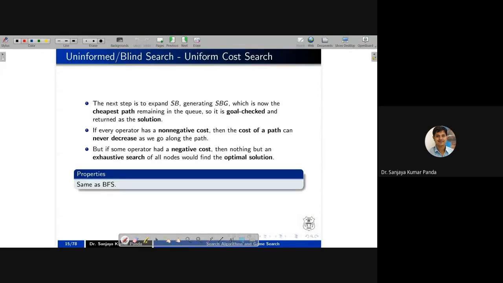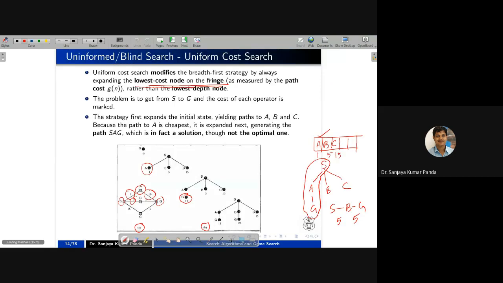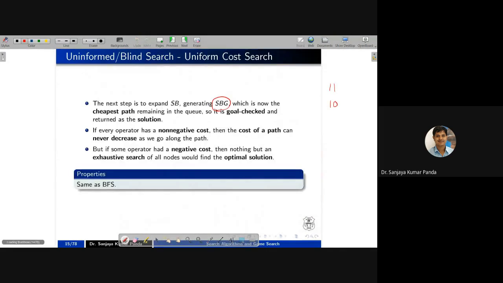Now, the goal is checked if you go for SBG, because the previous solution gives 11, this solution is giving 10. But if you go for the next solution, for example SCG, it is 15 plus 5. So the path cost is very high in comparison to the previous one. If you see here, we have considered that the path costs are all non-negative. These values are positive values.